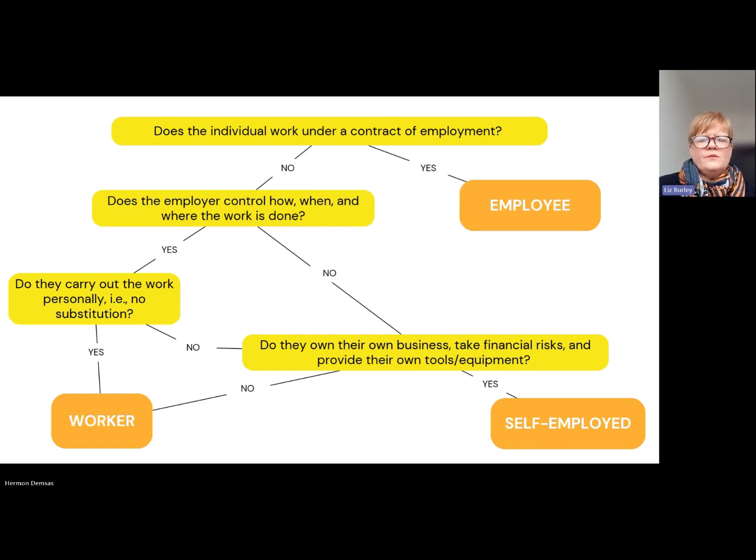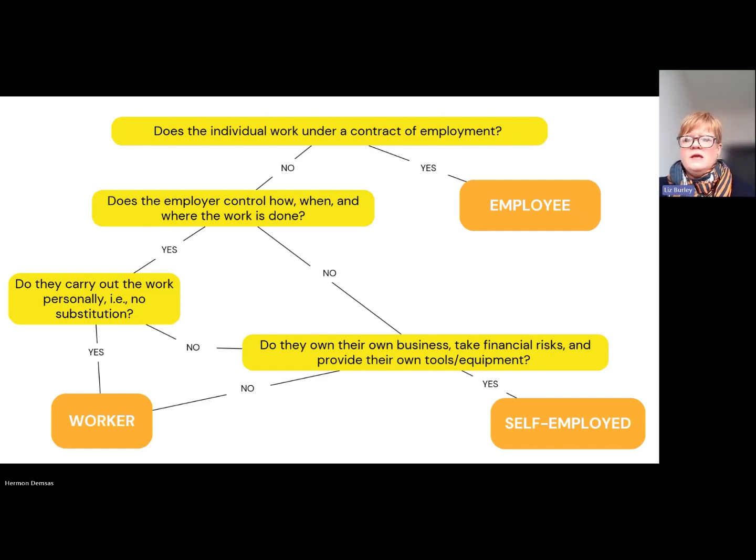And then we go on to the question of, are you going to be controlling when and where the work is done? If the answer is no, then do they look like they own their own business and take financial risks? Are they providing their own tools? Can they send substitutes? Then they're looking like a self-employed person. If you are controlling how, when and where the work is done, then we ask, are they carrying out the work personally? Are they allowed to send somebody in their place? If not, then they're looking like a worker.